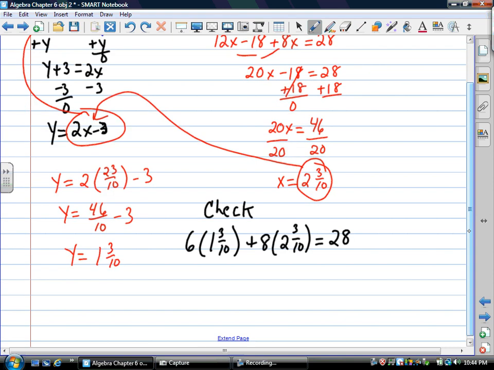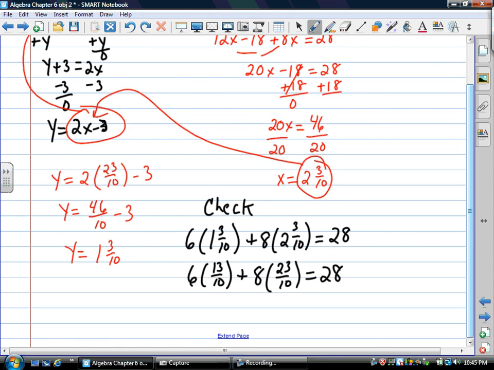Let's do this. This becomes 6 times 10 times 1 is 10. 10 and 3 is 13 over 10. Plus 8 times 10 times 2 is 20. 20 plus 3 is 23 over 10. That's got to be equal to 28. 6 times 13, that's 60, and 6 times 3 is 18, so that's 78 over 10, plus, what's that going to be? That's going to be 8 times 20 is 160, 8 times 3 is 24, so that's 184 over 10.